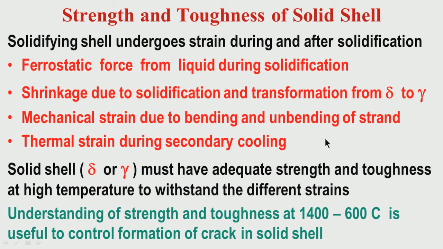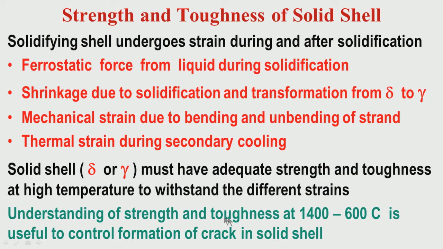We have to be more careful about the strength and toughness of the solid shell. So look at the solid shell, whether it is delta or gamma, after solidification is complete, what is the constituent? Is it delta ferrite or gamma? This must have adequate strength and toughness at high temperature to withstand the different strains. High temperature, basically what I mean, during solidification and at temperatures lower than solidification also.